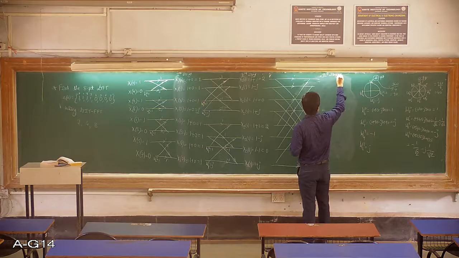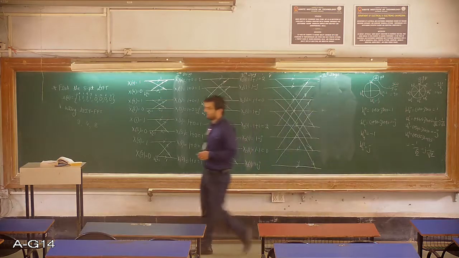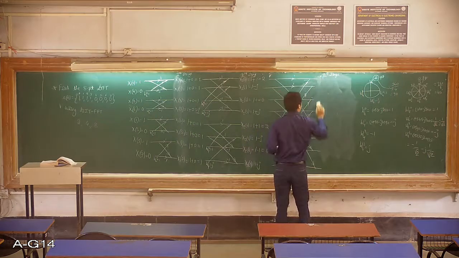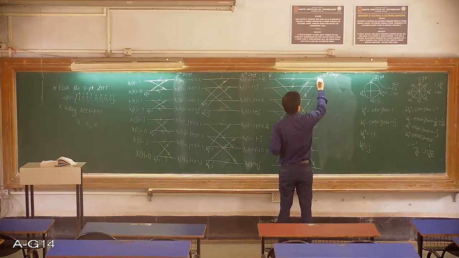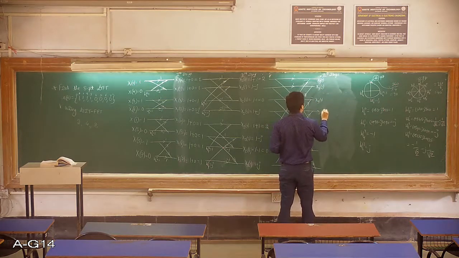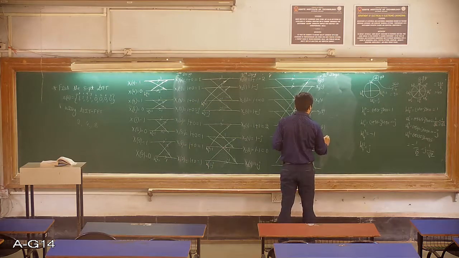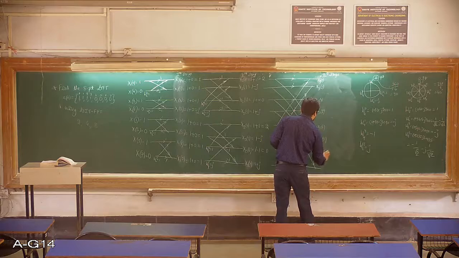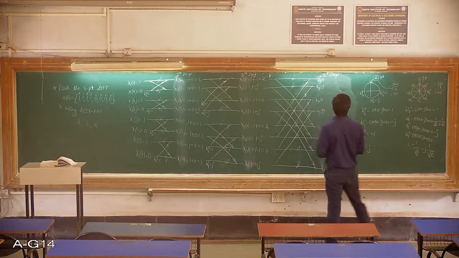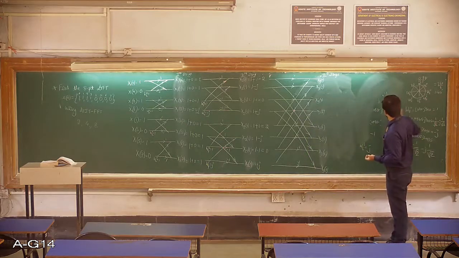Third stage calculation, I will represent it by x3 values. So x3 of 0, x3 of 1, x3 of 2, x3 of 3, x3 of 4, x3 of 5, x3 of 7. Write the values.